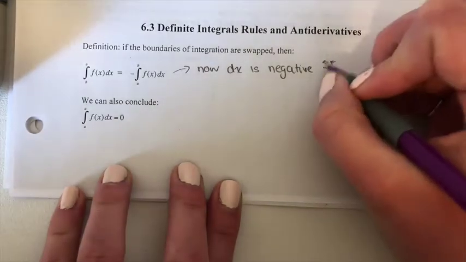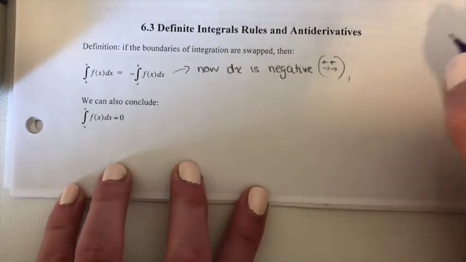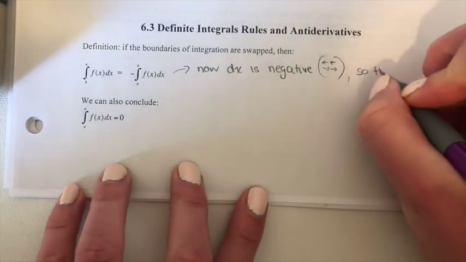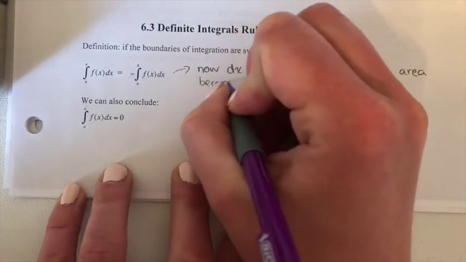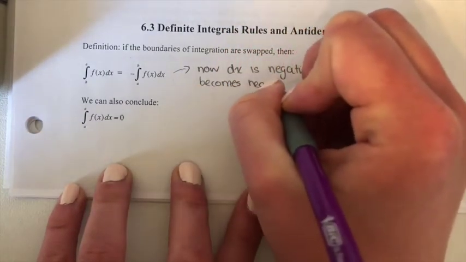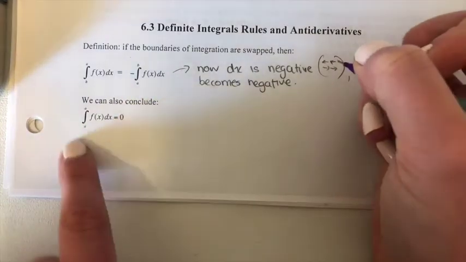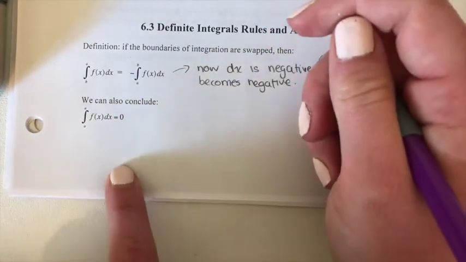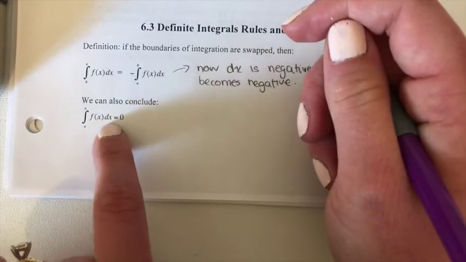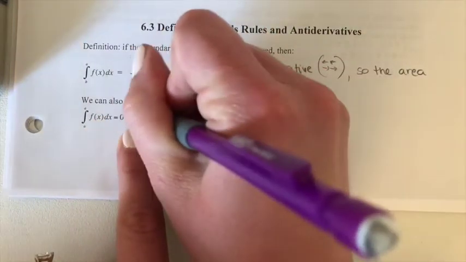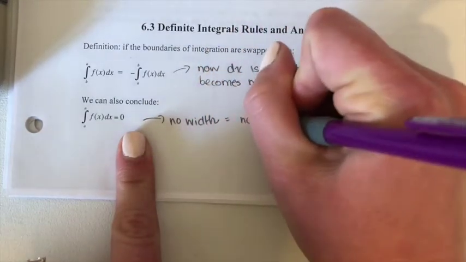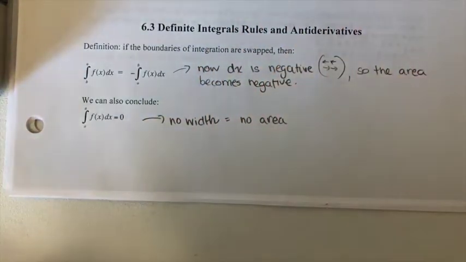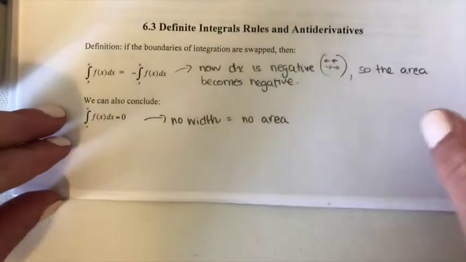Because instead of going little bits that way, we're going little bits that way, right? Hopefully you remember that when you see it. So the area becomes negative, okay? We can also conclude that if we start at a and we end at a and do the integral, the area under the curve, we're going to get 0, right? This makes sense because no width equals no area, right?